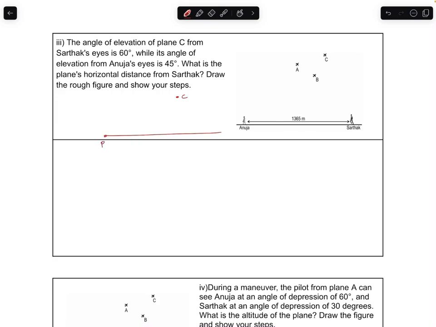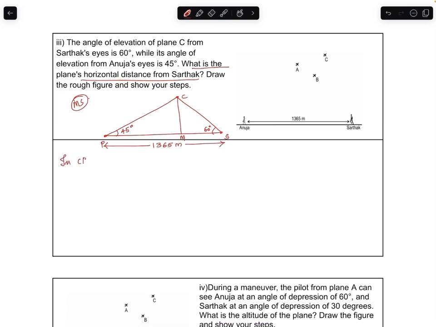Let this position of Anuja be P and Sarthak be S, and CM is the altitude of the plane C. The angle of elevation of C from P is 45 degrees. The angle of elevation of C from S is 60 degrees. What is the plane's horizontal distance from Sarthak? That is, we have to find out MS. The distance between P and S, that is Anuja and Sarthak, is 1365 meters.